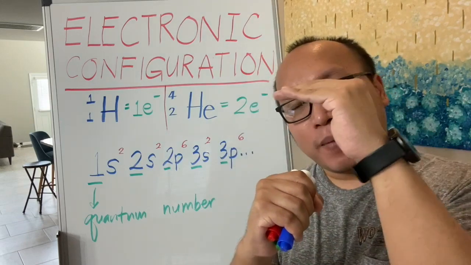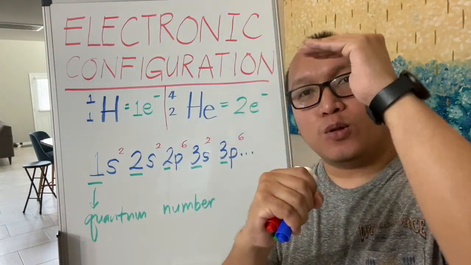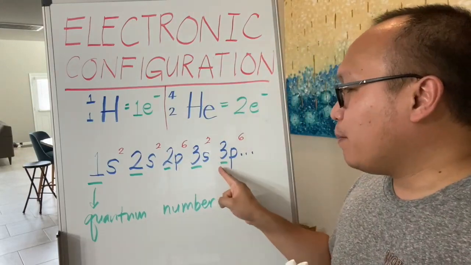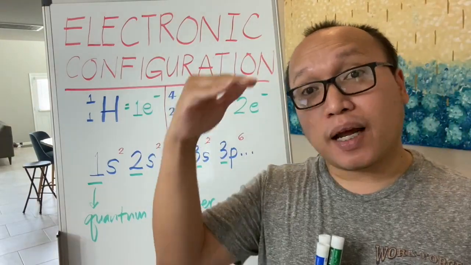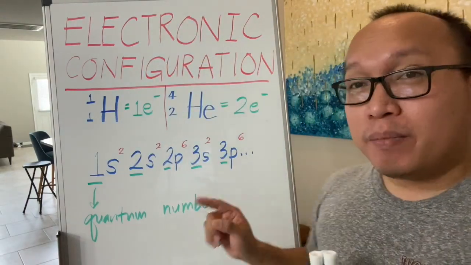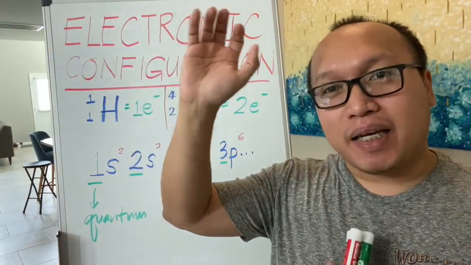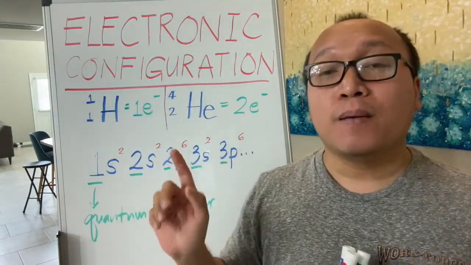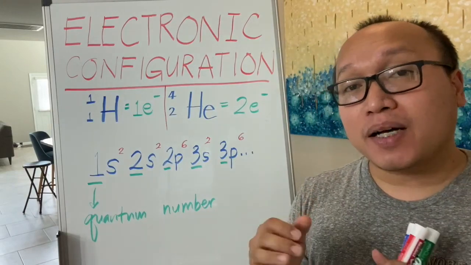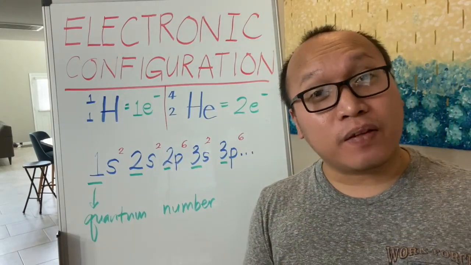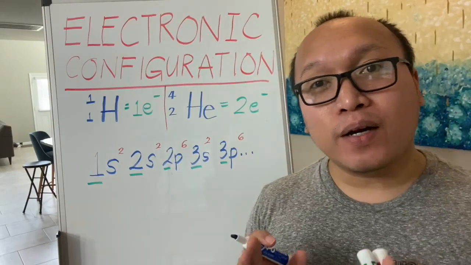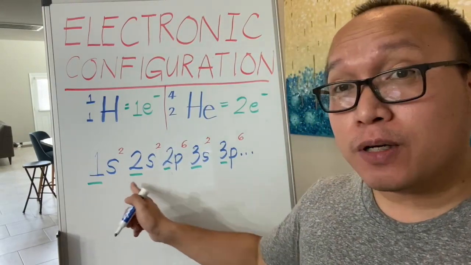Pagdating ng 2s orbital, mas malayo siya ng konti. And then 2p, and then 3s, and then 3p. So, ibig sabihin yan, kapag palaki na palaki ang quantum number nyo, palayo siya ng palayo from the nucleus. So, ibig sabihin, itong 3p orbital, siya na yung pinakamalayo. So, sa lahat ng orbitals na meron dito, siya ang nakaka-experience ng pinaka-mahinang attraction sa positively charged na nucleus. Bakit positively charged na nucleus? Kasi nandun yung proton.